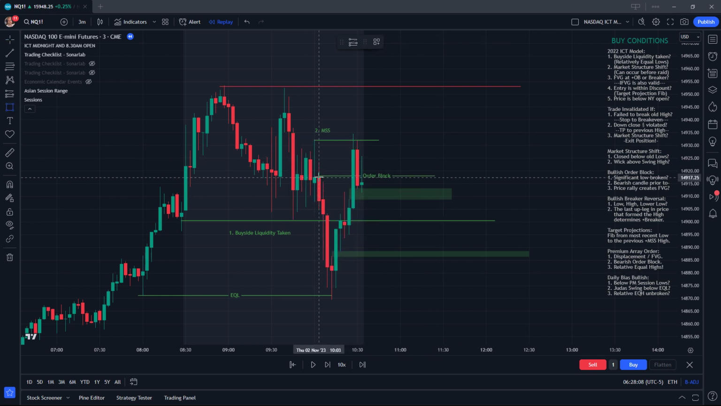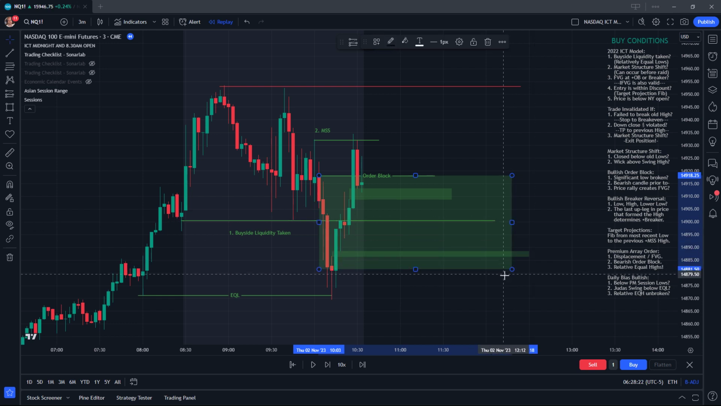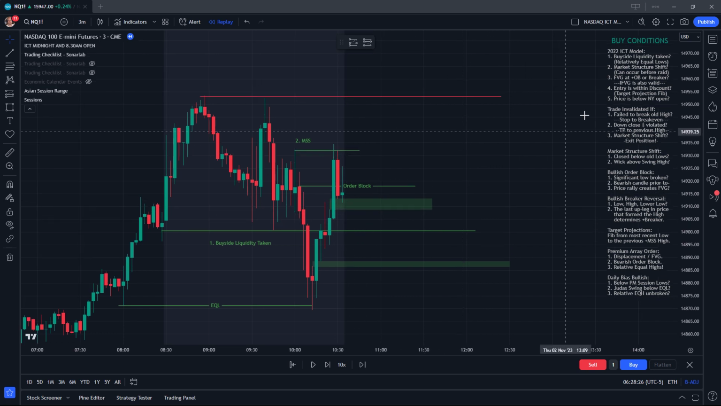And so the reason we do that is we could say like, okay, so this might be sort of the area we consider our order block. We want the fair value gap to be within here, ideally above the mean threshold of this order block here. So it looks like we have that there.